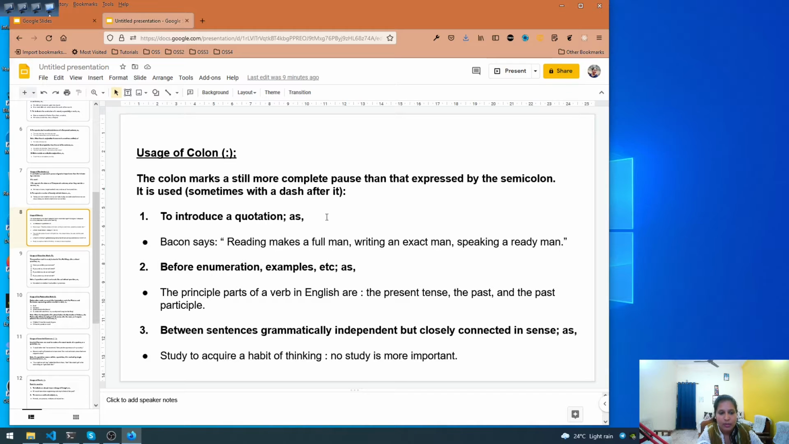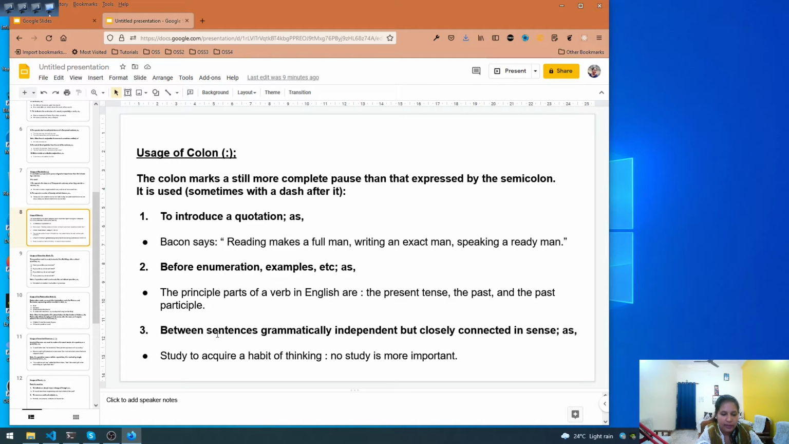Yes. And before enumeration, examples, etc. Okay, so whenever you are providing any examples or illustrations, at that point of time also we use a colon. Okay, the principal parts of a verb in English are the present tense, the past tense, and the past participle.